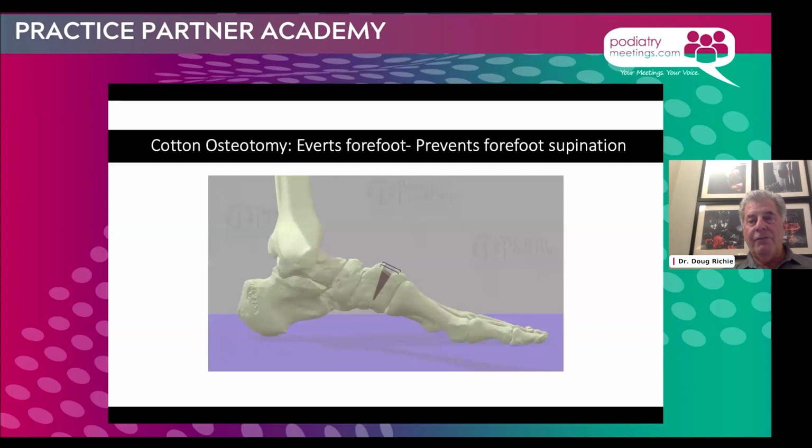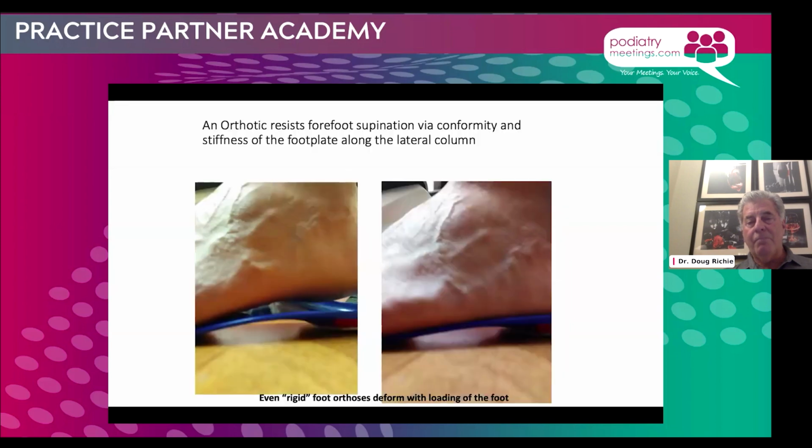So to prevent forefoot supination and correct rear foot pronation, we might want to plantar flex the medial column. And that's really what a cotton osteotomy does. It literally pronates the forefoot. It plantar flexes the first ray, but it also indirectly prevents forefoot supination.